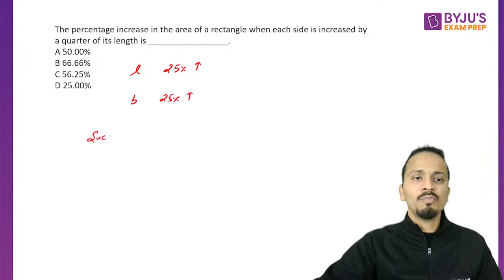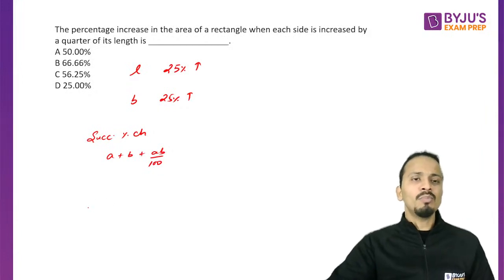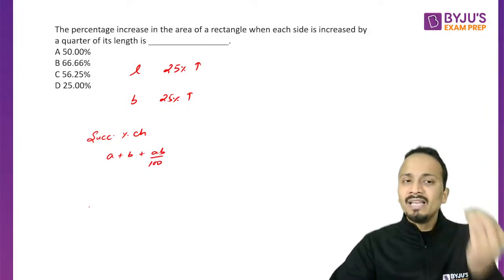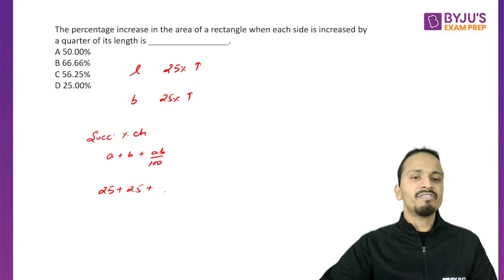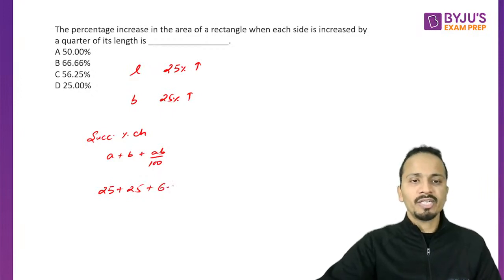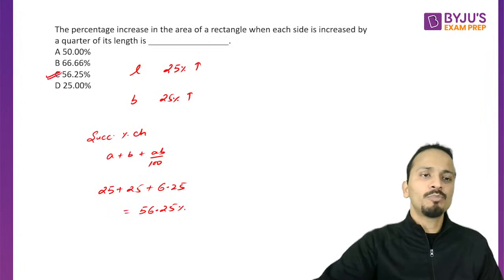So the formula of successive percentage change is A plus B plus AB upon 100. You don't need to do anything else. Just apply this formula and you will get your answer in less than 10 seconds. So 25 plus 25 plus 25 into 25 is 625 upon 100 is 6.25. Now, adding this, you will get your answer as 56.25%, and that is option C.